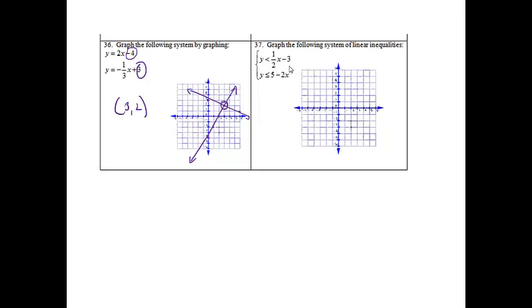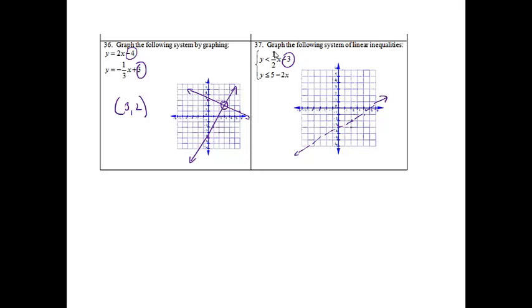Right, graph the following systems of linear inequalities. Okay, so this one's going to involve a lot of shading. We're going to start at the one without the x, so we'll start down at the negative 3, and the slope is 1/2, so I'll go up 1 over 2, up 1 over 2, up 1 over 2. This is going to be a dashed line because there's no equal sign.